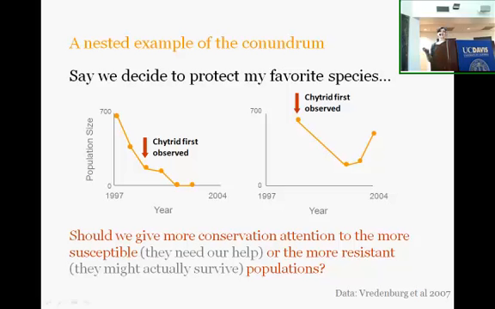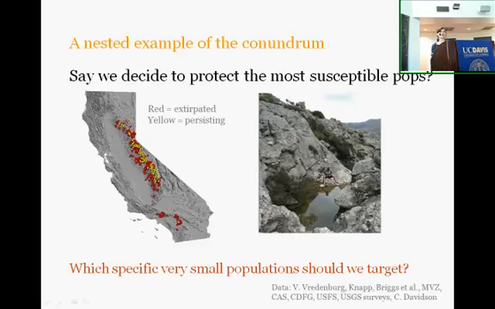So now we have a population question inside the species question, which is, well, should we spend our conservation dollar on these populations because, boy, they really need our help? Or should we spend our conservation dollar on these populations because they might actually have a chance of surviving these epidemics?